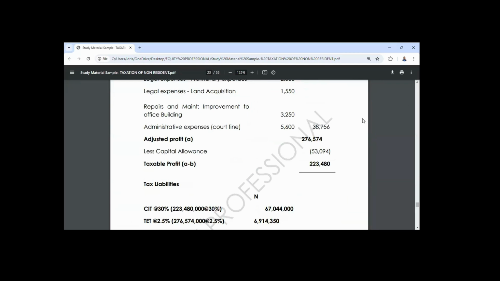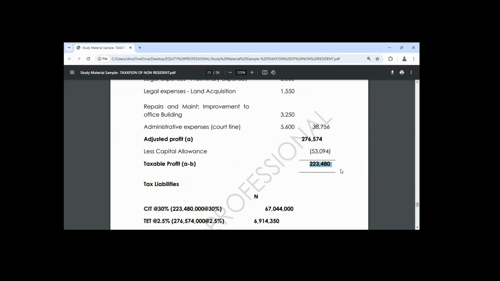So let's go back to the solution. You less your capital allowance, you get total profit or taxable profit. Your total profit or taxable profit is 223,480. You can now compute your tax liability.